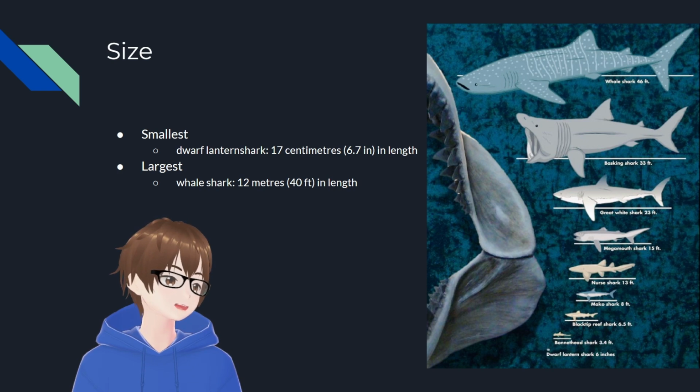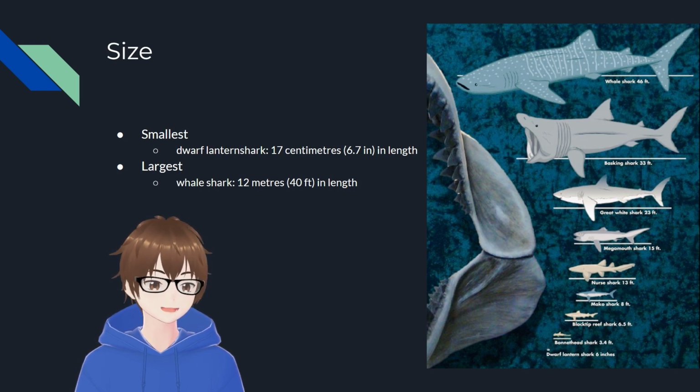And then I have a little picture here showing the whale shark, the largest. Next, the basking shark at 33 feet. We have the great white at 23 feet, a megamouth shark at 15 feet, the nurse shark at 13, the mako shark at 8 feet, the blacktip reef shark at 6.5, and then the bonnethead shark at 3.4 feet. And then we have the very, very small dwarf lantern shark at 6 inches.